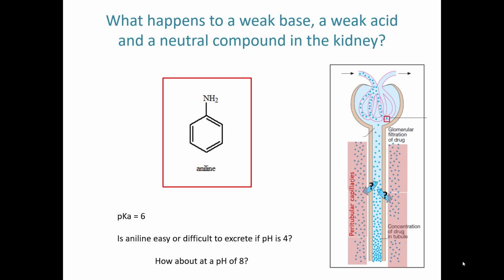Now take a moment to think about how pH of the tubular fluid will affect the excretion of the weak base aniline. With a pKa of 6, at a pH of 4, aniline will be predominantly ionized, so it will be easily excreted. However, at a pH of 8, aniline will be predominantly unionized, so it will be able to be reabsorbed from the tubular fluid into the bloodstream and will not be easily excreted.